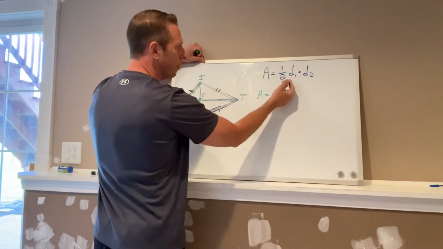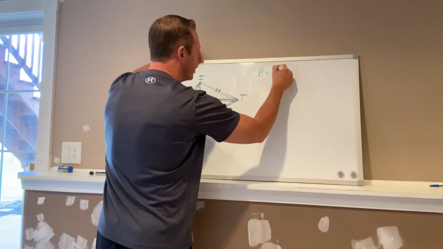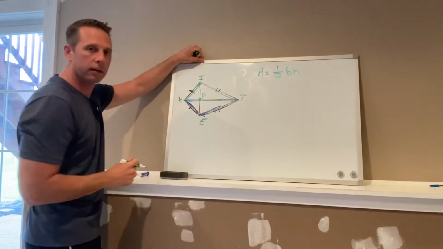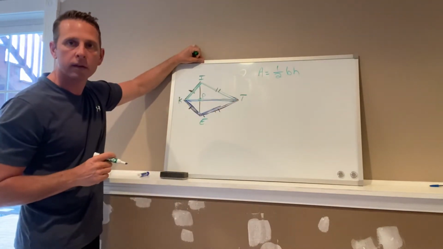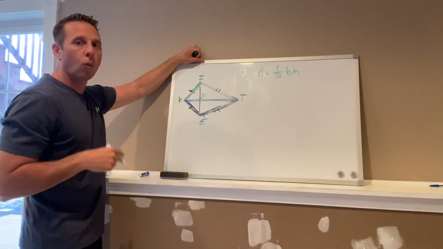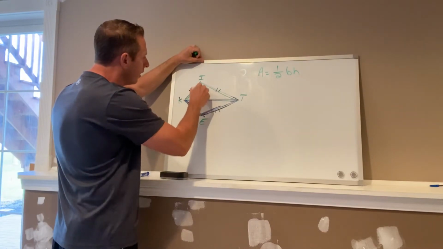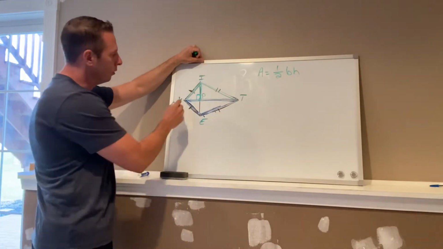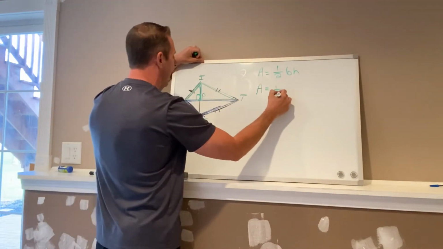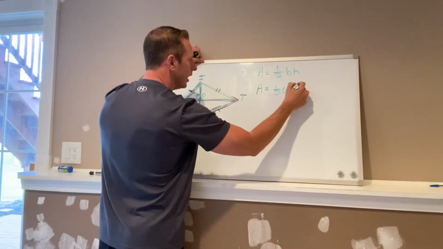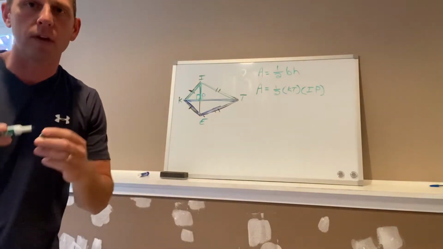Area of a triangle. Remember this? Okay, we'll come back to that. Area of a triangle is 1/2 the base times the height. So in this green triangle, what's the base? KT. What's the height? Remember, the height and the base have to be perpendicular. The height is right here. The height is IP. So KT is the base, IP is the height. The area of the green triangle is 1/2 of KT times IP.